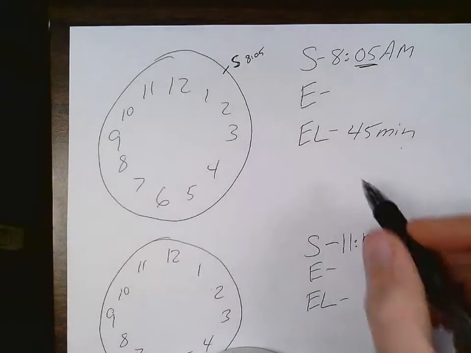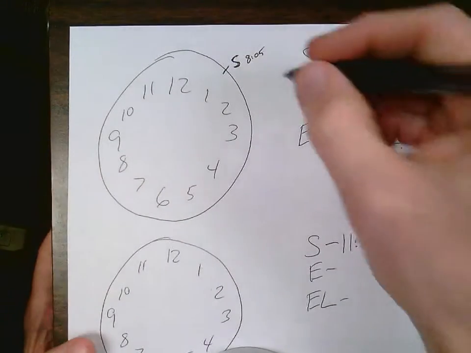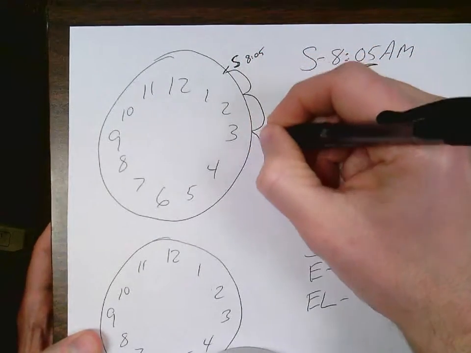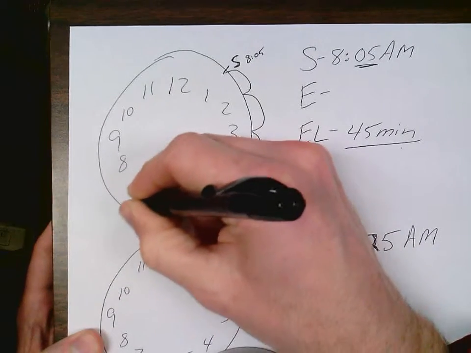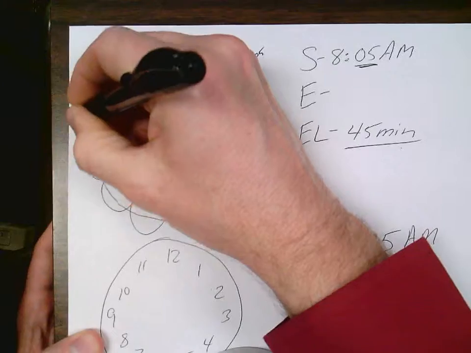8:05. Now I'm going to add on the elapsed time, 45 minutes, and since I'm adding the time on, I'm going to travel around clockwise. So 45 minutes, 5, 10, 15, 20, 25, 30, 35, 40. And that is my end time.